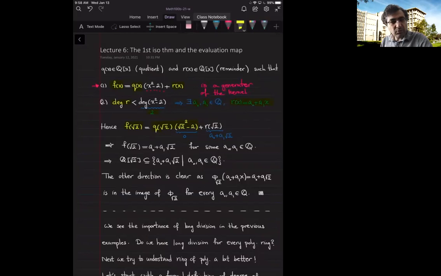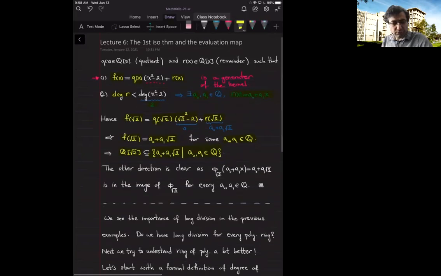So this means the value of f at root 2 is the same as the value of the remainder at root 2, which means, again, f of root 2 is a sub 0 plus a sub 1 root 2 for some a sub 0 and a sub 1. And that's exactly what we wanted to show. This implies that the image is indeed a subring of the set of elements of the form a sub 0 plus a sub 1 root 2, where a sub 0 and a sub 1 are rational numbers.